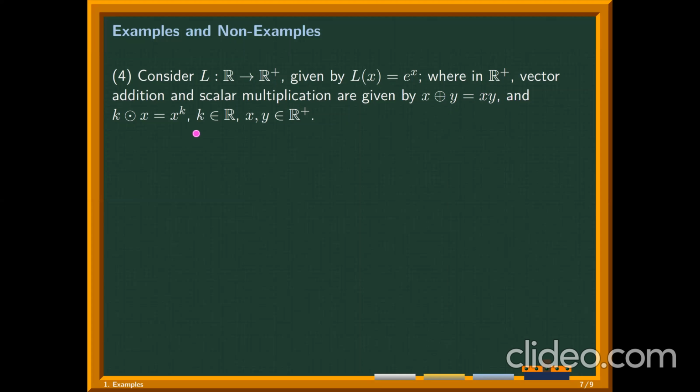And if K is a scalar and X is a vector in R plus, the scalar multiple of X by K is the kth power of X. So again, in R plus, vector addition is not the usual addition. Scalar multiplication is not the usual multiplication. These are the definitions for the vector operations in R plus, the set of all positive real numbers.